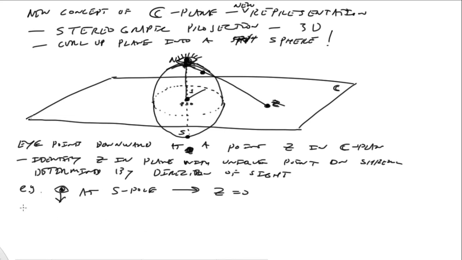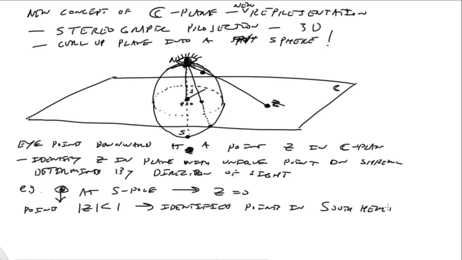Okay. Now, for points inside the unit circle, so if the eye looks down, sees a point inside the unit circle, it's going to be identified with points in the southern hemisphere, right? So there's the southern hemisphere, and there's some point there on the southern hemisphere that's identified with every point in the unit circle. So also then points outside the unit circle, so points out here, are also identified with the northern hemisphere.